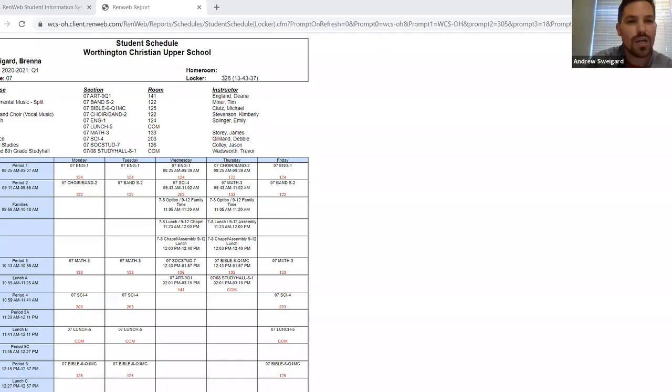So there's your lockers. Those of you who are asking about lockers, those have been assigned and updated to your schedules. If you go to FACTS and check your schedule again, that information should be there.